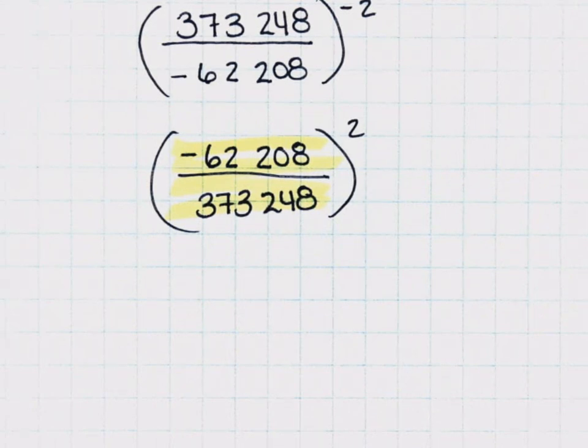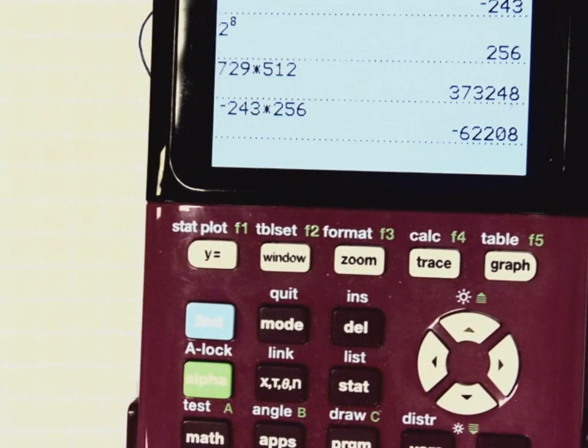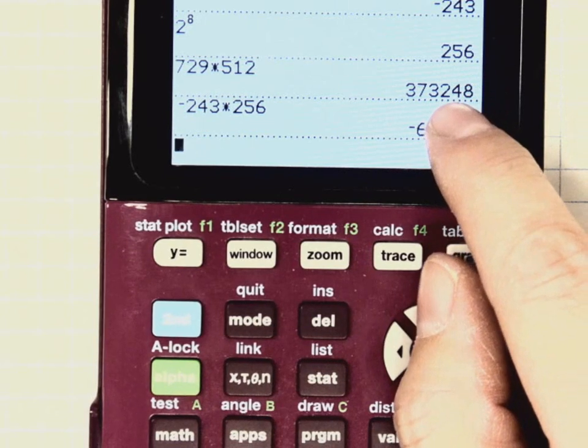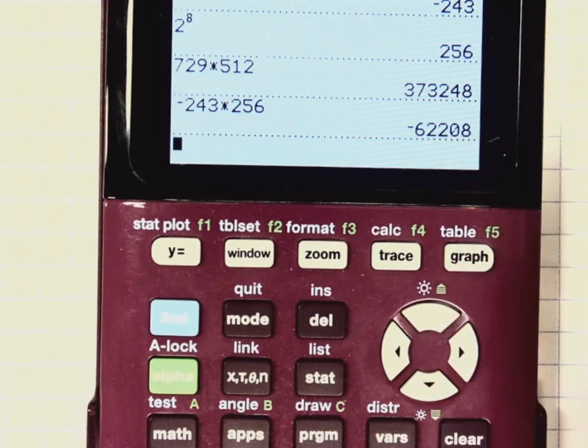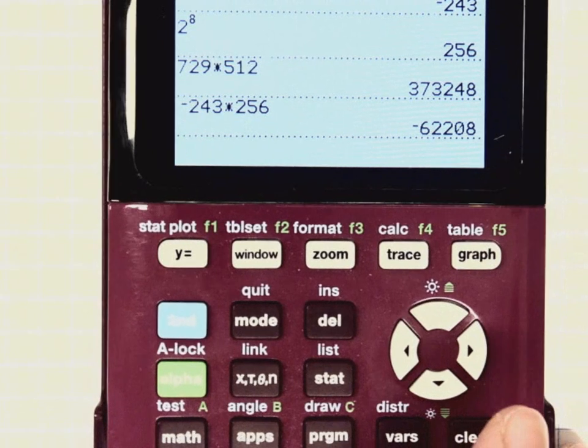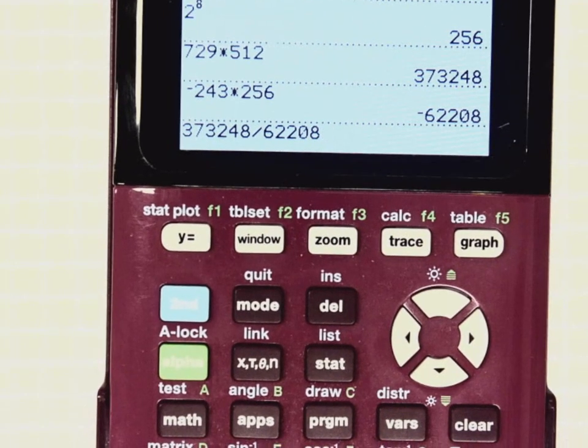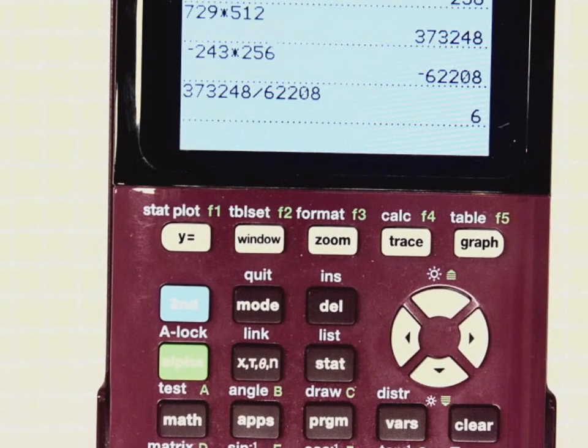I know what the answer is. So what I'm going to do is take the 373,248 and see if it's divisible by my negative 62,208. So I have 373,248, and I'm going to divide it by 62,208. Oh, I forgot my negative sign. I'll know the answer is negative. And okay, it works. This is a nice one, and I knew this because I had simplified first.